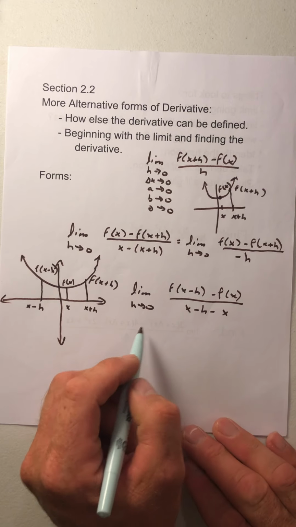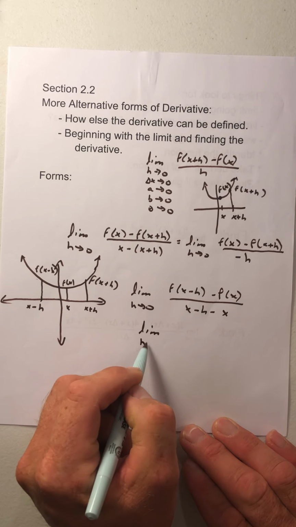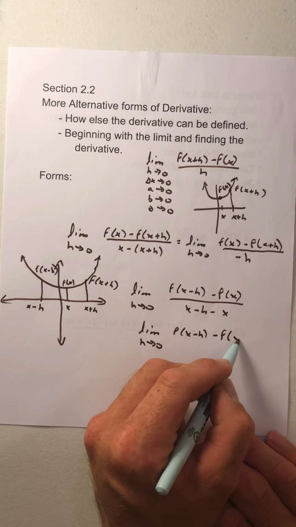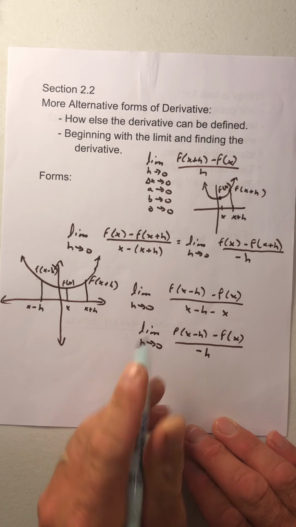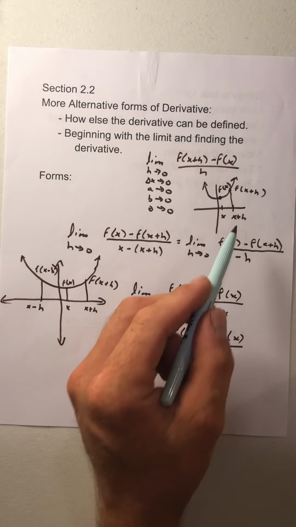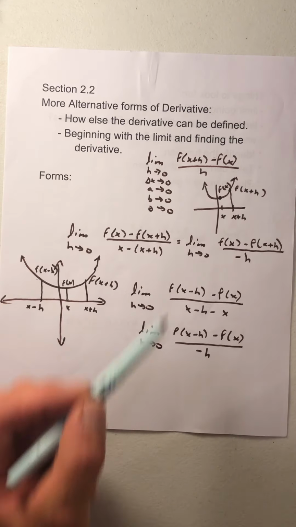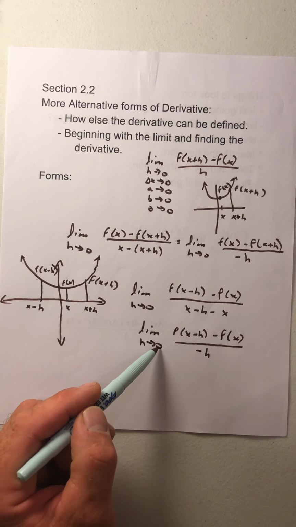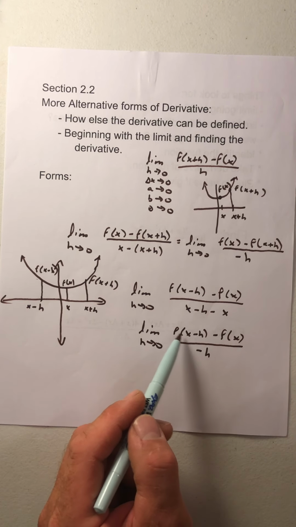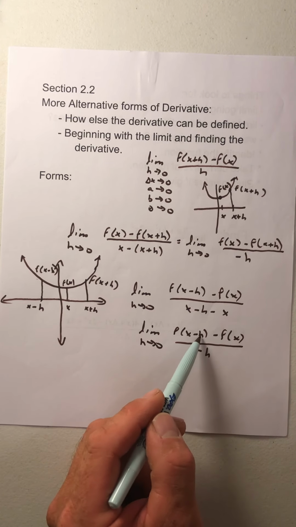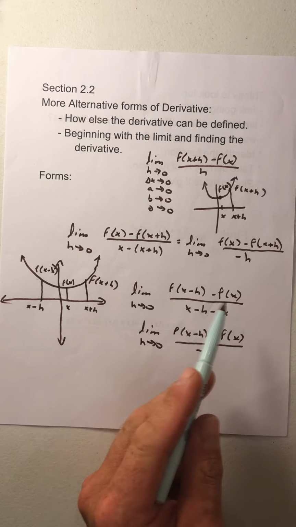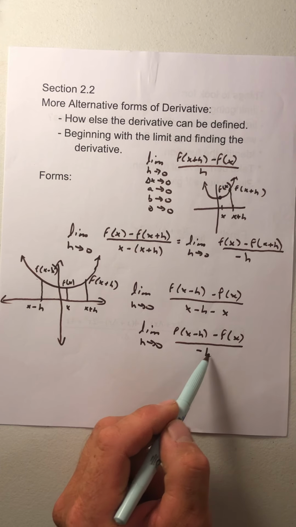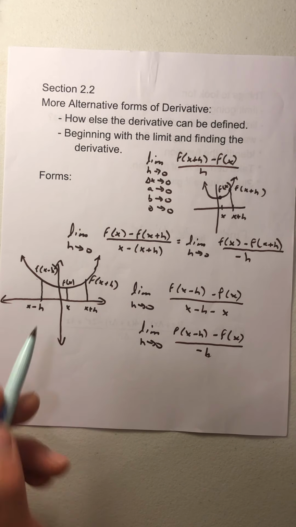Cleaning up this, we're looking at the limit as h goes to 0 of f of x minus h minus f of x all over a negative h. So that's slightly different than what we saw up in these forms. But again, we should notice some similarities. Our variable is still going to 0. We're still taking f of some x and doing something with it, some form of moving it left or right, still subtracting off the original function and dividing it by an h.